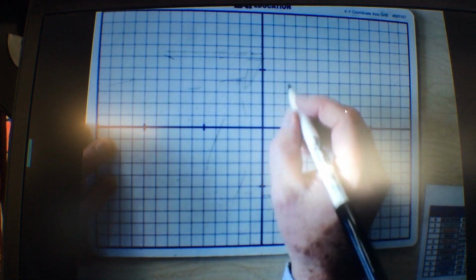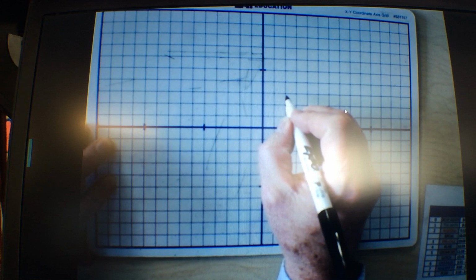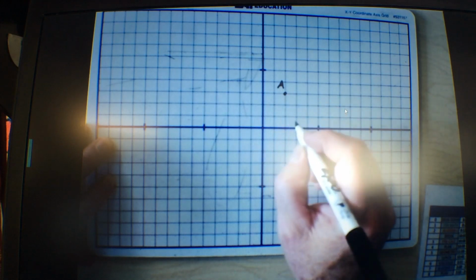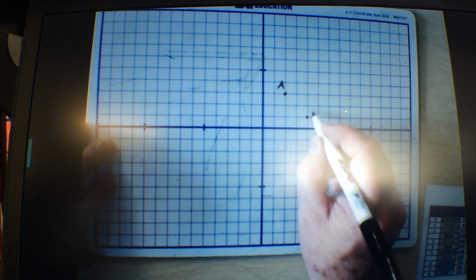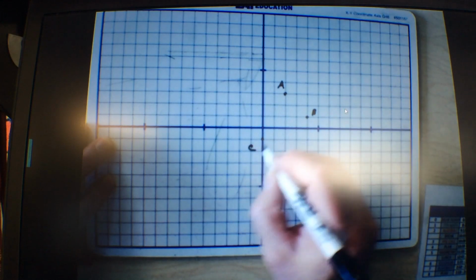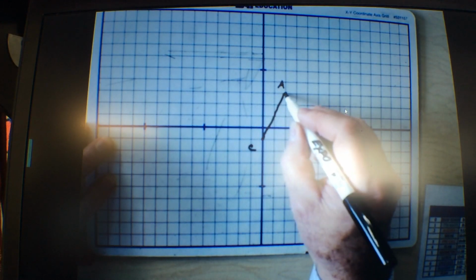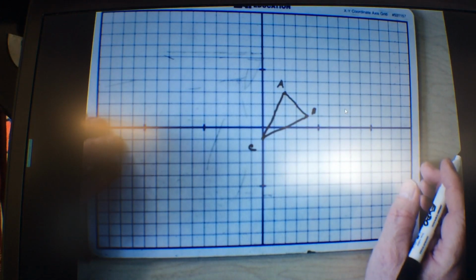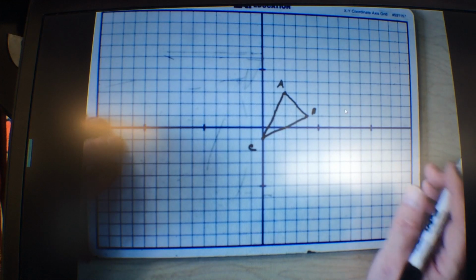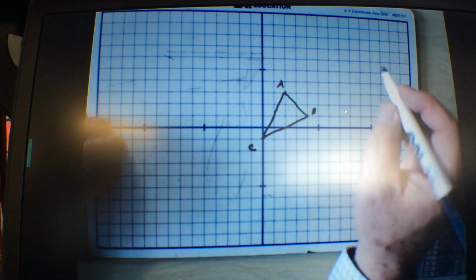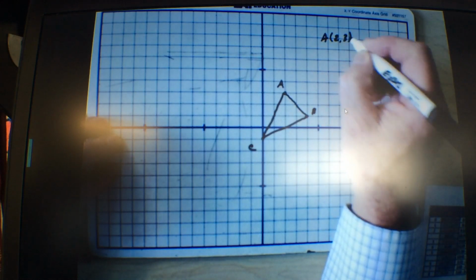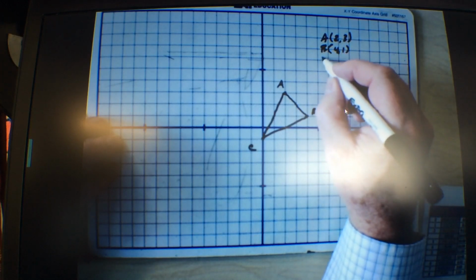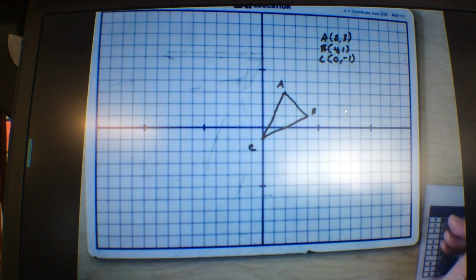Let's make it a little smaller. I'm just going to make one up. Okay. Just so you get the right coordinates, A is 2, 3. B is 3, 4, 1. And C is 0 and negative 1. So those are your 3 points. Okay?